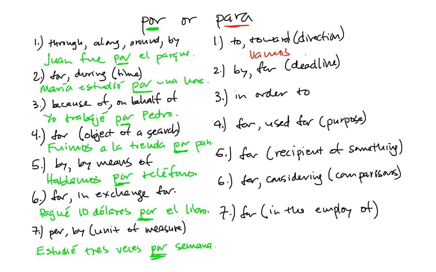Vamos para Chicago. Okay, we're going to Chicago, in that direction. Okay, as opposed to if we had said over here por, vamos por Chicago, that would mean we went through Chicago. That was not our destination, but we were going through there. Here, we were going up and in that to Chicago and then stopping at Chicago.